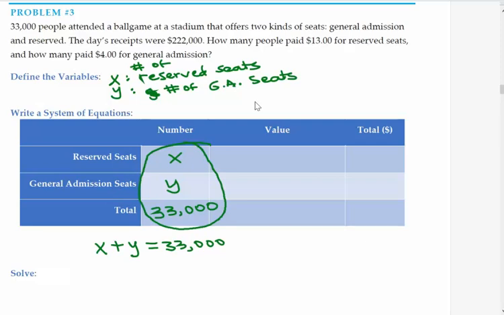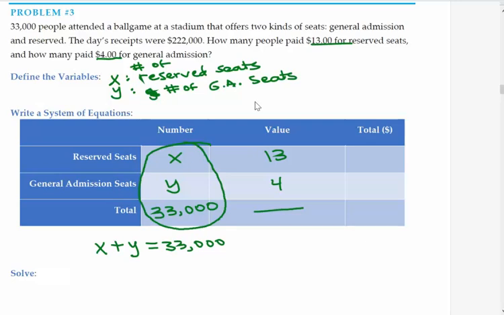Okay. All right, now the value in this case is talking about the money. How much do the reserved seats cost? Well, it tells us right here, they're $13. And general admission, the value of those is $4. But there isn't a total value; that doesn't make any sense, so we don't need to put anything in that spot.